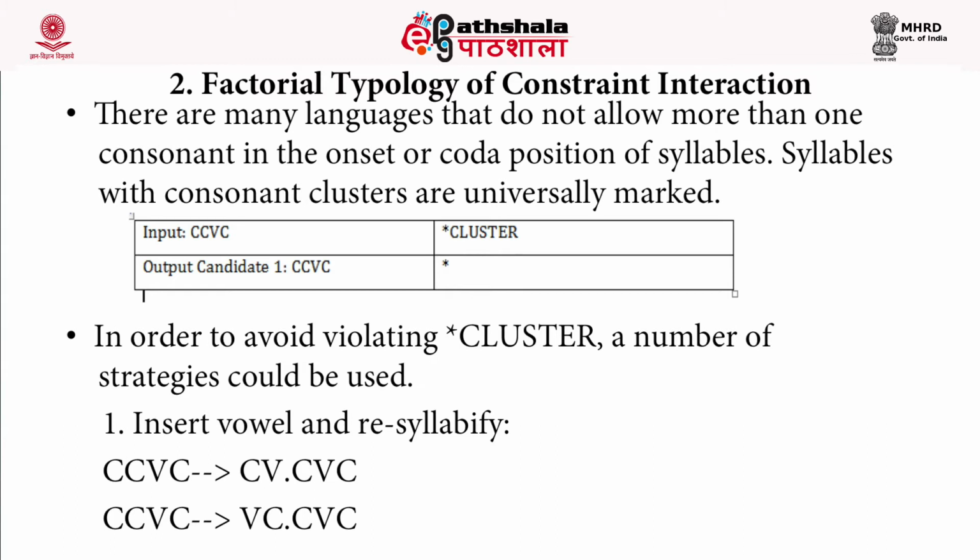In order to avoid violating star cluster, a number of strategies could be used. For example, first insert a vowel and resyllabify. So insert a vowel between the two consonants and resyllabify them. Like CCVC, now we insert a vowel and it becomes CV.CVC. Or else insert the vowel at the beginning and it becomes VC.CVC. Or else delete one consonant, either the first or the second, it doesn't matter.